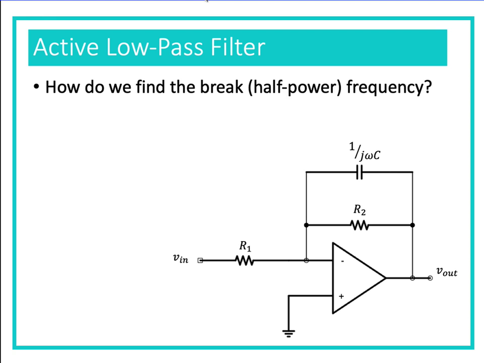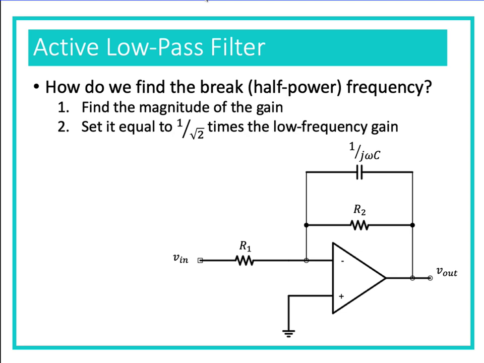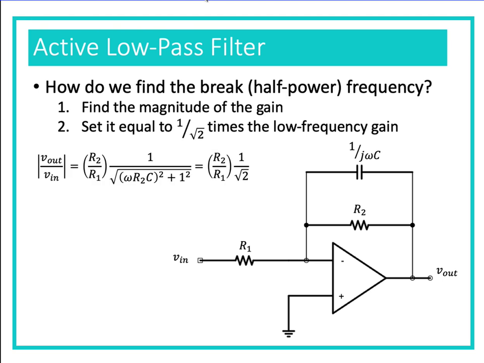It's a little bit different, but it's not terribly different. We do need to find the magnitude of the gain, but we're not really going to use it for much. Then we're going to set that equal to 1 over square root of 2 times that low frequency gain, because that's part of the gain. So we take R2 over R1, and the negative went away because we're dealing with magnitude, so we don't really care what the sign is.